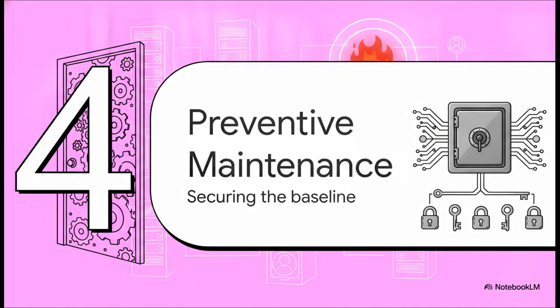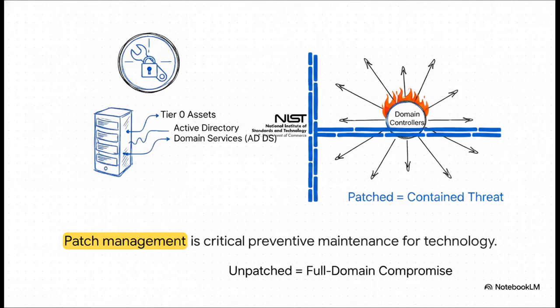Section 4, Preventative Maintenance. Securing the baseline. We really have to secure the baseline infrastructure that actually supports all of these critical identity decisions. According to the NIST Special Publication 840 Revision 4, patch management isn't just some annoying IT chore, it is critical preventative maintenance for technology. Active Directory domain services are what we call Tier 0 assets. They're your core control plane. You must treat them with an explicit, rigorous patch service level agreement.